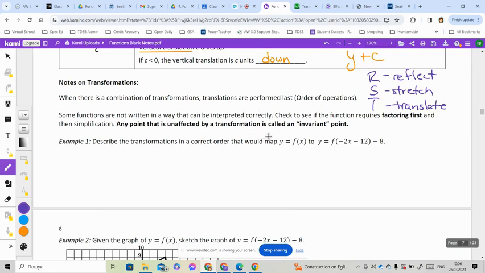Also, when you are transforming, sometimes there's a point that isn't affected. Like if I have a radical function and it gets stretched vertically, this starting point doesn't change. It's still 0, 0. So we call that the invariant point, meaning it doesn't get transformed, it doesn't get affected by the transformations.